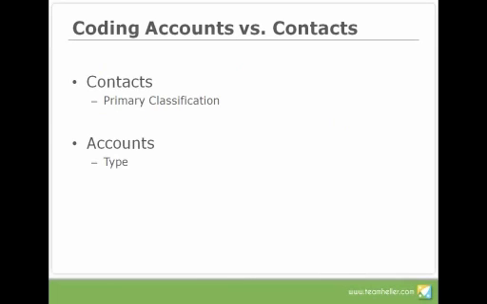Now, you have many options when it comes to coding these records. It's important to consider carefully because fields are often on different objects, and this can affect your reporting. Often, it's easier to report on these codes when they remain on the same object. The fields I'd like to focus on today are primary classification and type.